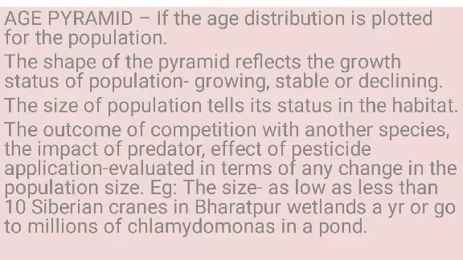So when the age distribution is plotted for the population, the resulting structure is said to be an age pyramid. For the human population, for example, the age pyramids generally show the age distribution of males and females in a diagram. Diagrammatic representation we can show it, and the shape of the pyramid will reflect the growth status of the population.